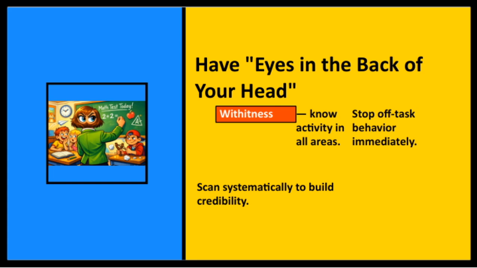Knowing what's happening in all areas of the room is key. This means having a clear picture of the entire environment at all times, so you can respond quickly and effectively to any issues that arise. This idea of with-itness really ties everything together. It's about having eyes in the back of your head, so to speak. You may not literally have eyes there, but it's about developing a heightened awareness of your surroundings. The most important concept here is that with-itness and systematic scanning help you manage your classroom proactively, rather than reactively.